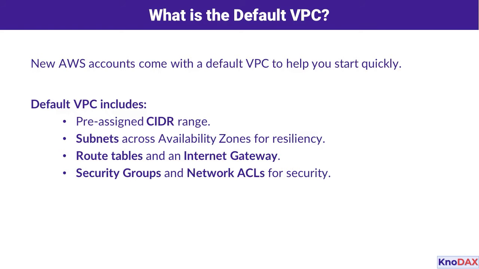For security, the Default VPC is equipped with security groups and network ACLs to help protect your resources. This setup is a great starting point because it ensures that new EC2 instances are launched in a functional and internet-connected network, even without additional configuration. The Default VPC simplifies the onboarding process and gives you a fully operational network environment right out of the box.